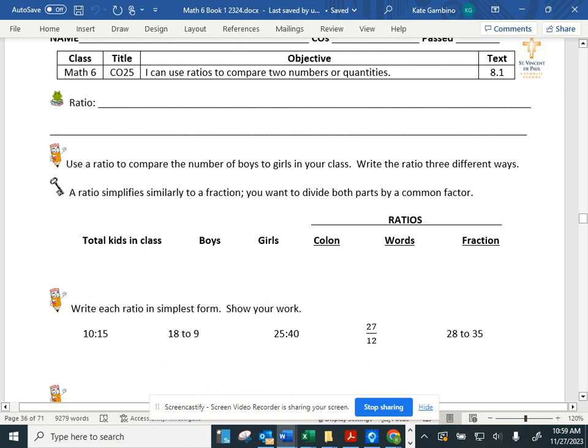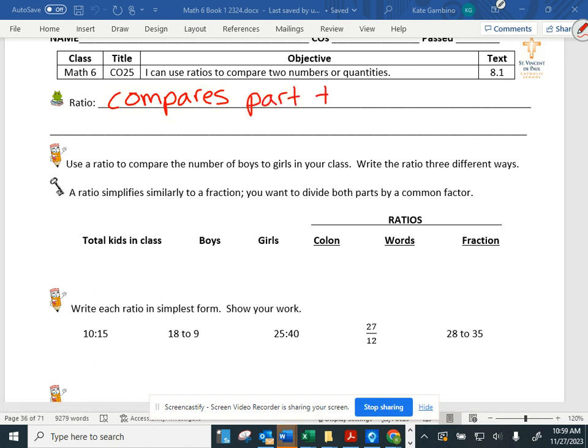CO25, I can use ratios to compare two numbers or quantities. Wait, did I do, yeah, I did 24. So a ratio compares a part to a part. So remember that a ratio compares part to part. You can show that as a fraction, a colon, which is when we use the dots, or with words.